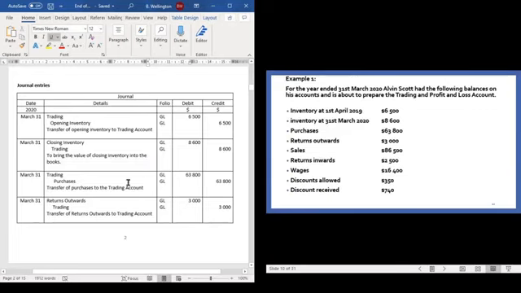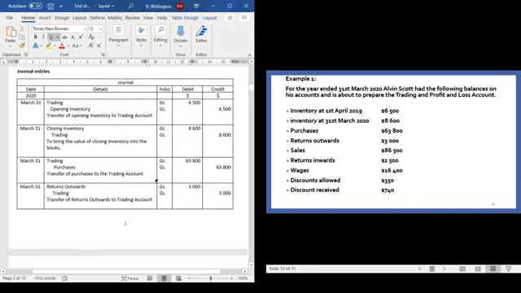Now let's look at the other items on the list. Purchases. To transfer the amount on the purchases account, purchases would have a debit balance. So to transfer that amount, you're going to have to put a credit entry in the purchases account. So the journal entry will say debit trading account with 63,800 and credit purchases with the same amount. And the narration, transfer of purchases to the trading account.